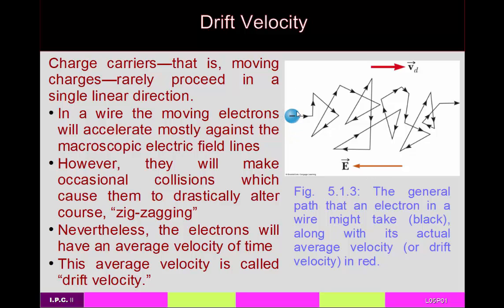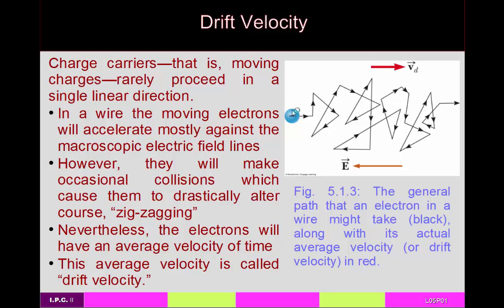So that's what we would expect for a free particle in free space with an electric field. If it is an electron, it should move, if initially at rest, basically against the electric field line. And that's basically what happens on average. And that average is called the drift velocity.